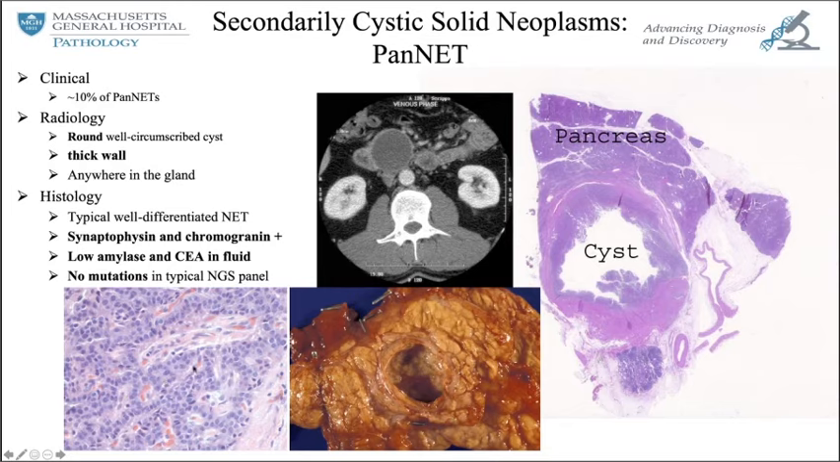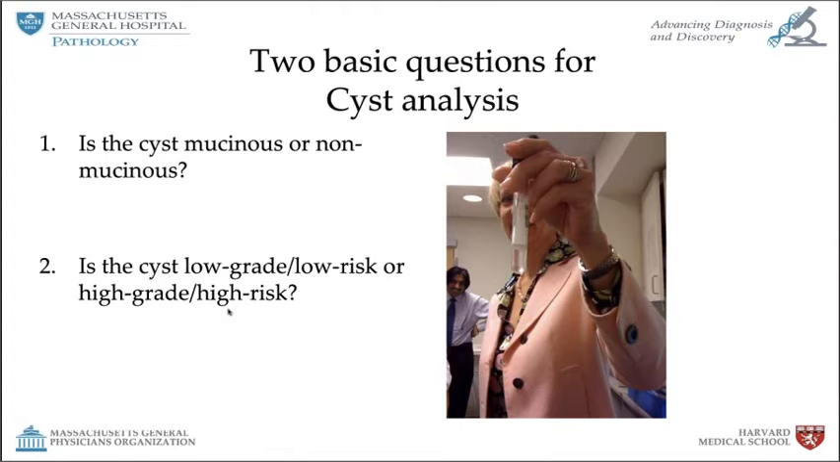You can tell they're endocrine from their coarse stippled chromatin. You can do synaptophysin and chromogranin if you have material in a cell block. By biochemical testing, they will have a low amylase and CEA level in the cyst fluid, and you won't see any mutations on NGS panel. So let's go to our two questions that our clinicians want us to answer. They want to know, is the cyst mucinous or non-mucinous?